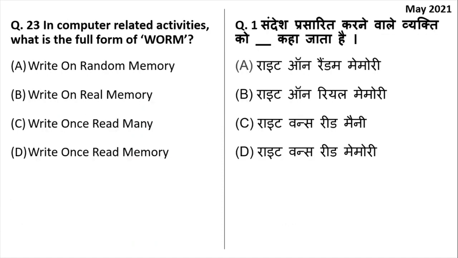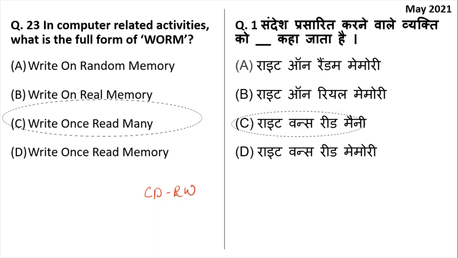In computer related activities, what is the full form of worm? So worm means write once and read many. There are many examples of a worm, like CD read write. It means there are certain types of storage devices which are written once but they can be read many times.